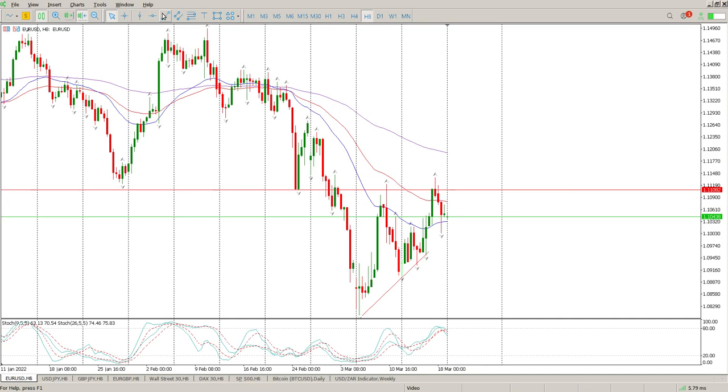So starting off with Euro USD as usual, and there are a couple of things on the higher time frames we need to pay attention to. So let me just get the levels drawn in. That's the first one. You can see the previous highs and you can see the previous lows here.